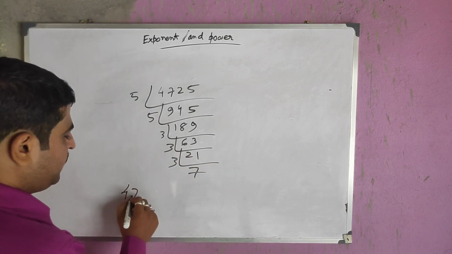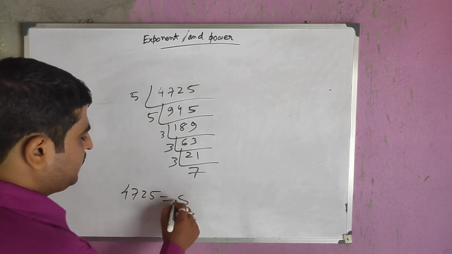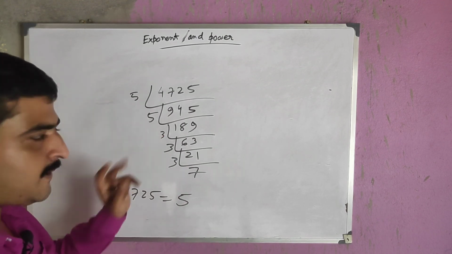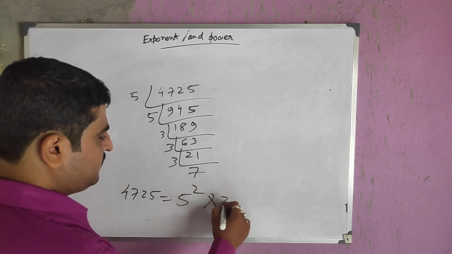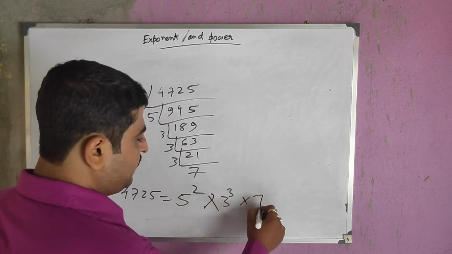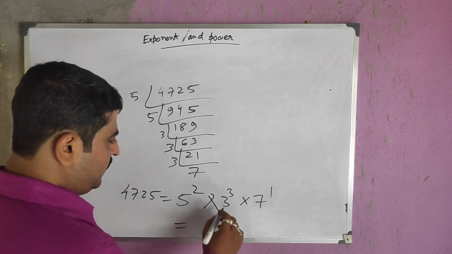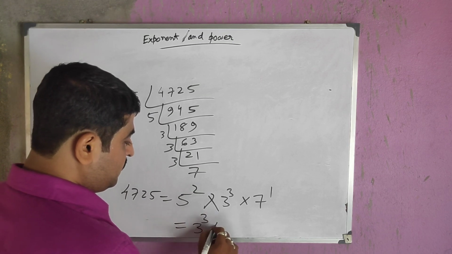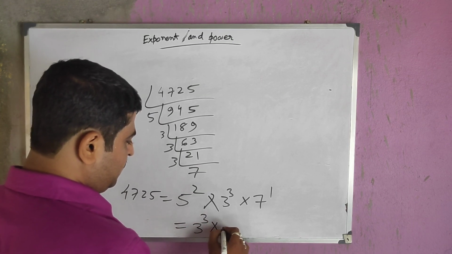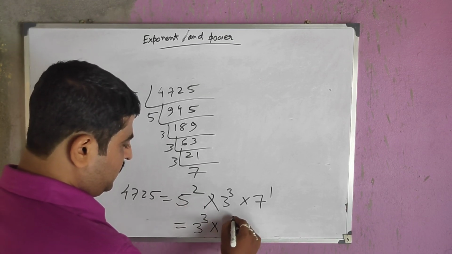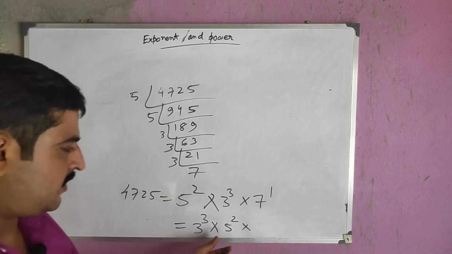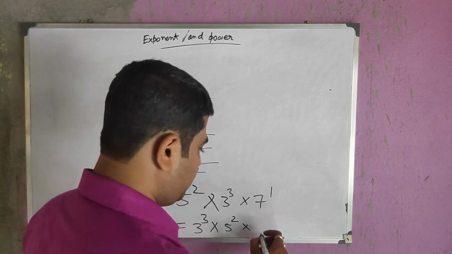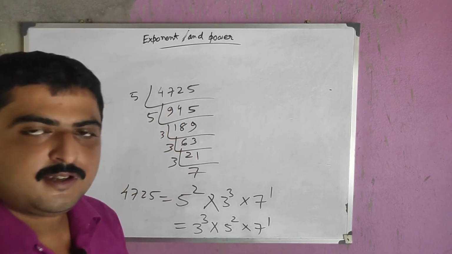So 4725 equals, how many times is this 5 coming? 2 times, so 5 square. Then 3 is 3 times, so 3 cube. Then 7 is 1 time, so 7 to the power 1. Now write it this way, 3 cube into 5 square into 7. First the smallest prime number, then the next prime number, then the next prime number. Like this way you have to arrange.